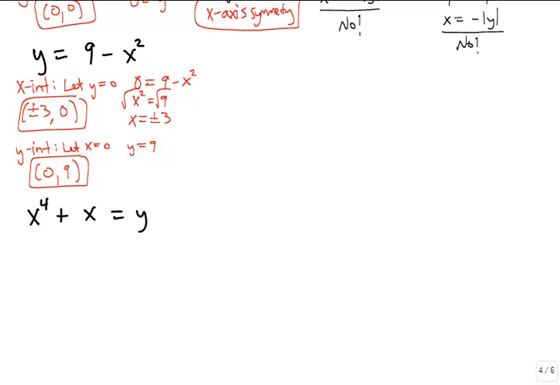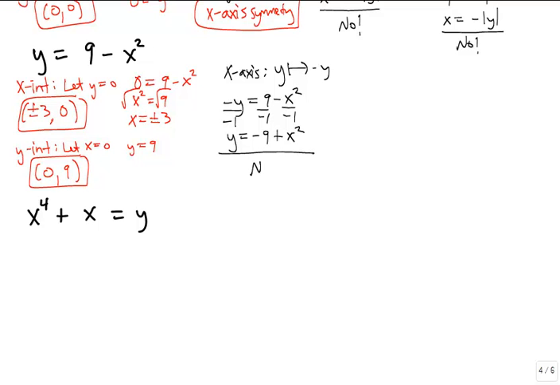Now let's try our tests. So if I do x-axis symmetry, we're going to replace y with minus y. So the y on the left side gets swapped out with a minus y. Everything on the right side stays the same. I want to finish solving this for y so I can compare it to the original. So I'm going to divide through by a -1 everywhere. And that changes all my signs. So this becomes positive y equals -9 plus x squared. And if I compare that to the original, it is not the same. So this does not work.